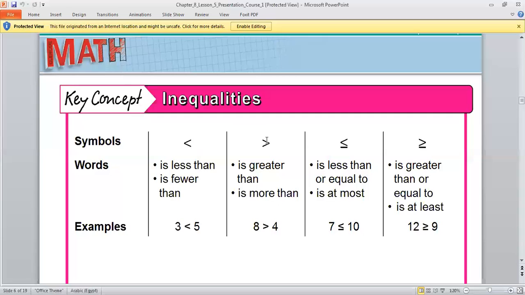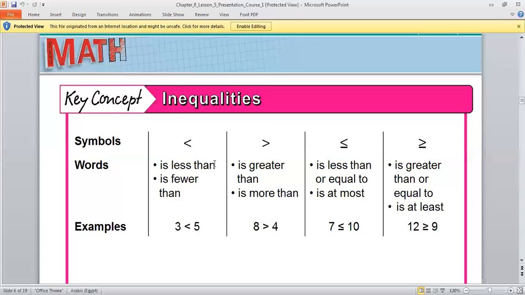If we go to the second one, this one is greater than. Or we can read this sign or symbol as is more than. I can read it is greater than or more than. So the first one, I can read it less than.